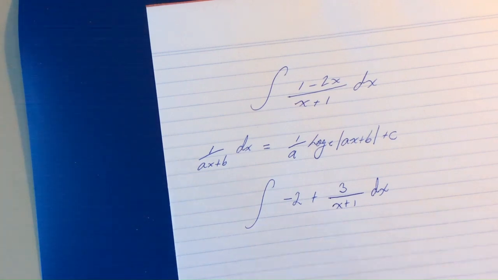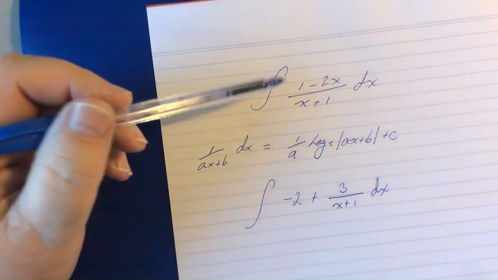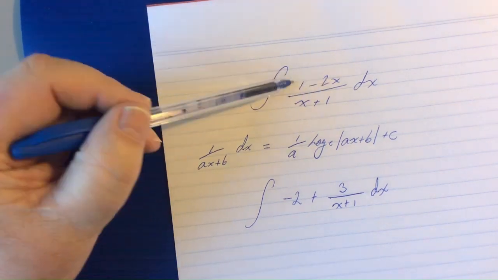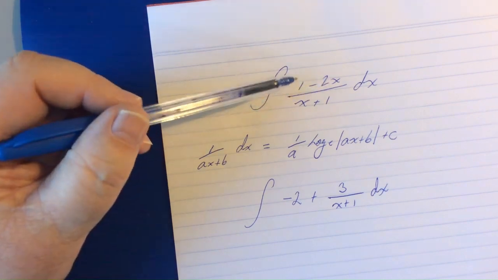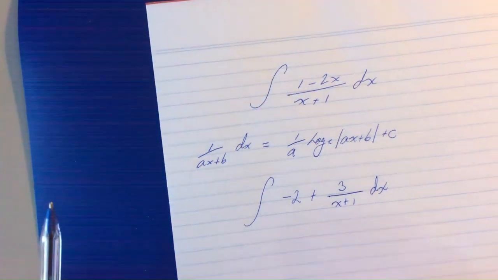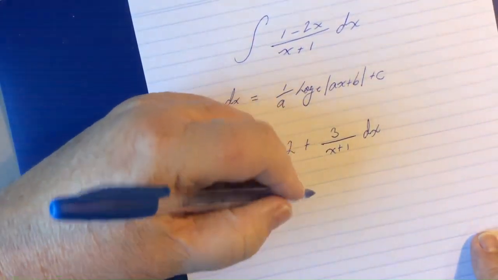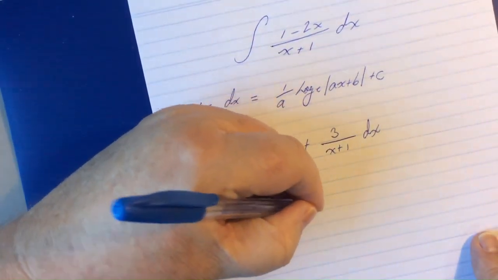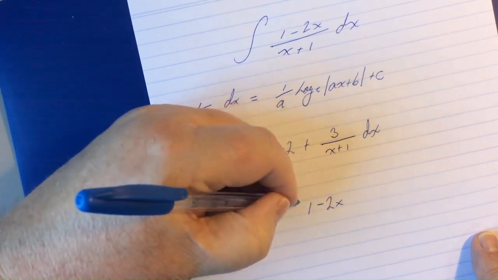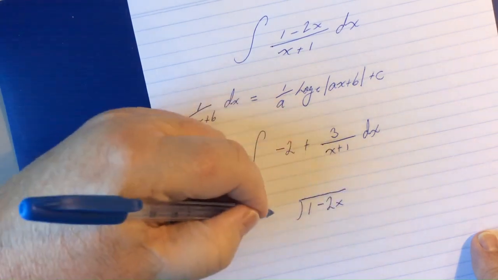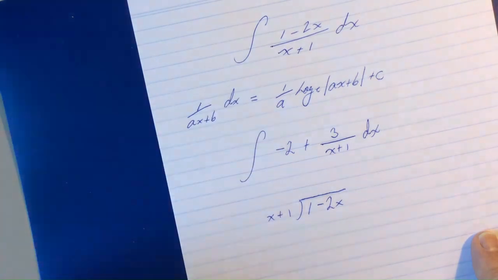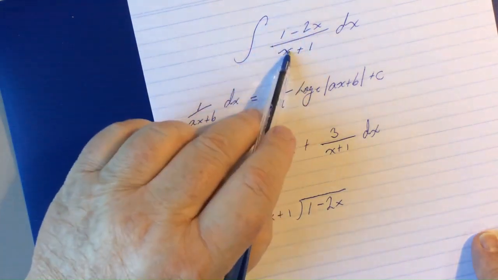It's not immediately obvious, but it's a really handy trick for when it comes to dealing with something like this as a numerator. So I'll show you what they did to get to here. We have 1 minus 2x divided by x plus 1. That's another way of writing that.